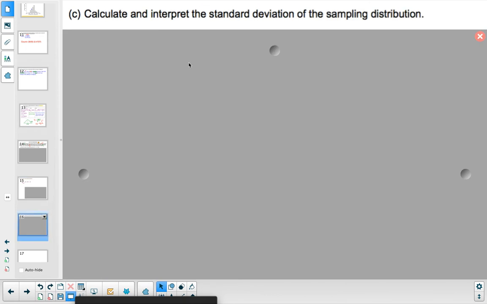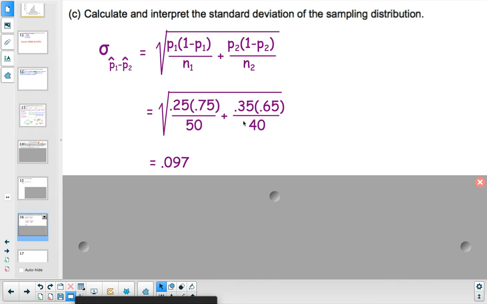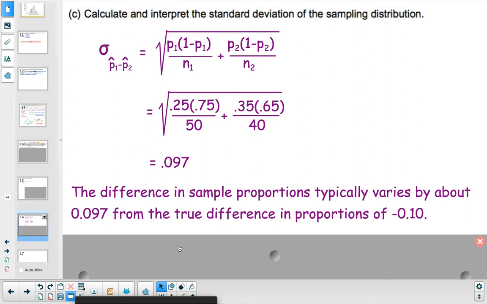Calculate and interpret the standard deviation. So we know one does not simply add standard deviations. We need to add the variances and take the square root. So here is a formula you can look at. That's the variance of P1 hat plus the variance of P2 hat, and then square rooted. And you should get 0.097. The difference in sample proportions typically varies by about 0.097 from the true difference in proportions of negative 0.10.